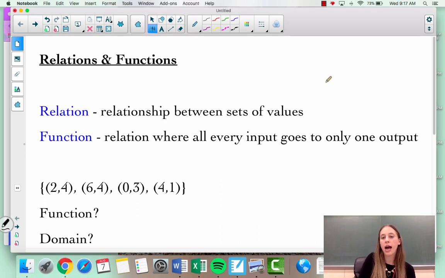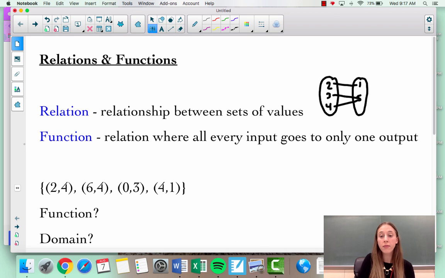You could also maybe have it on a map where it's two circles or ovals that have a list of numbers that are paired with each other. For example, it might look like this, with arrows connecting the things that go together. Okay, so that's an example of a relation. A function is a kind of relation, a more specific kind of relation, where all the inputs only go to one output.